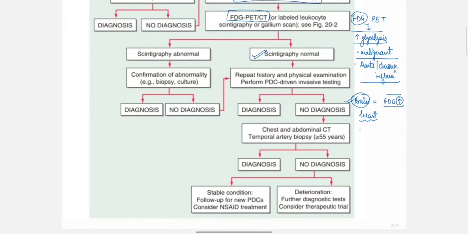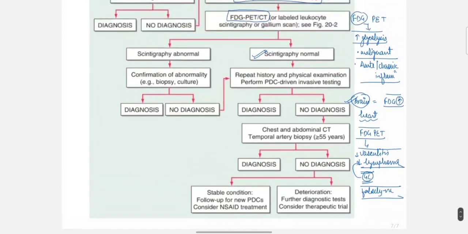And second is pathological FDG PET. Like in vasculitis, it should be positive, or in lymphoma, it should be positive. But think: we have given the patient glucocorticoid. Glucocorticoid will decrease the inflammation, decrease the vasculitis, decrease the lymphoma. So FDG PET will be falsely negative in these conditions.